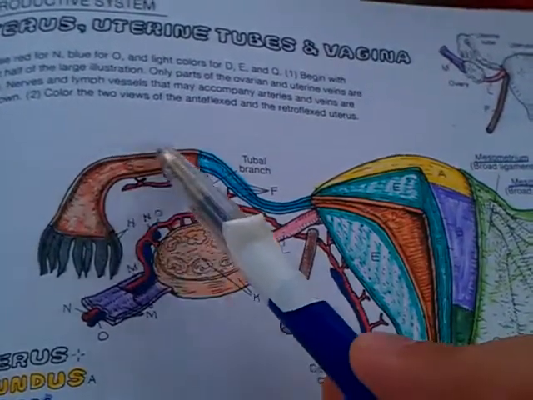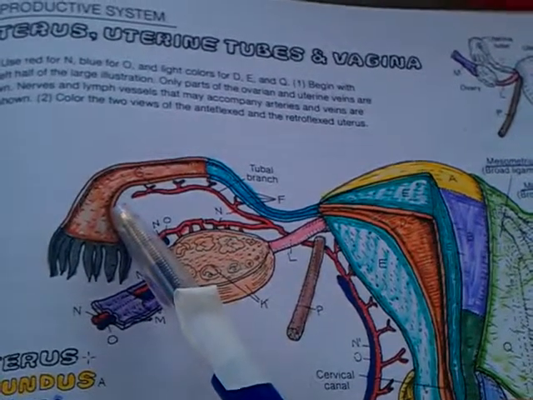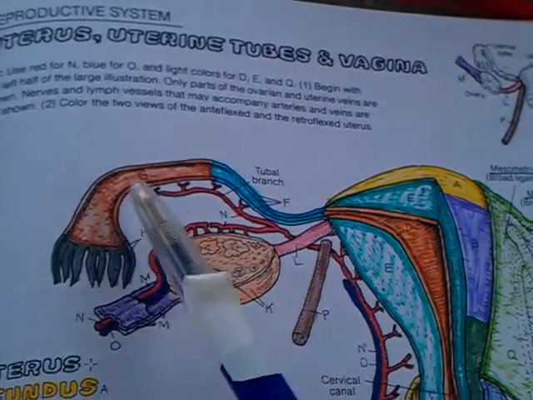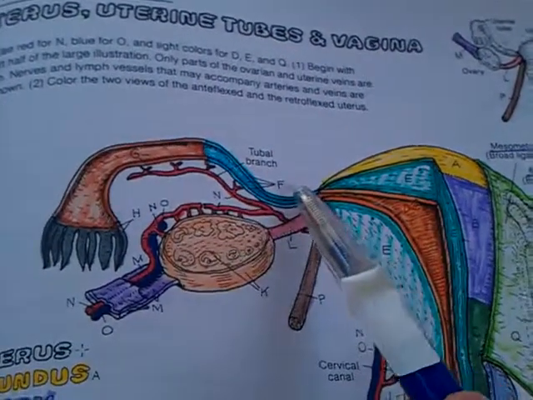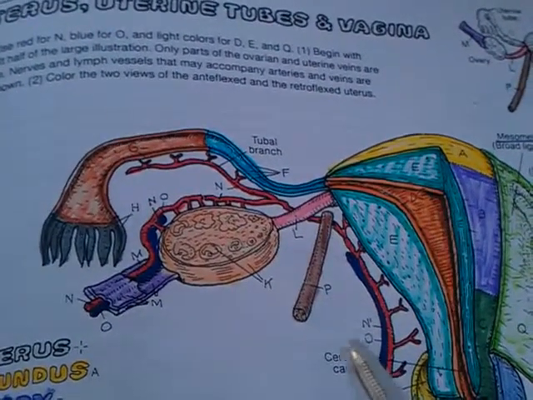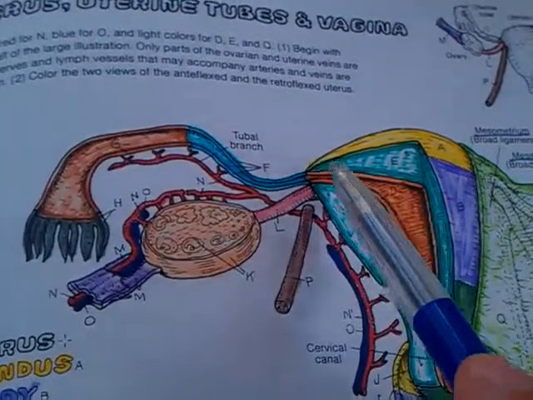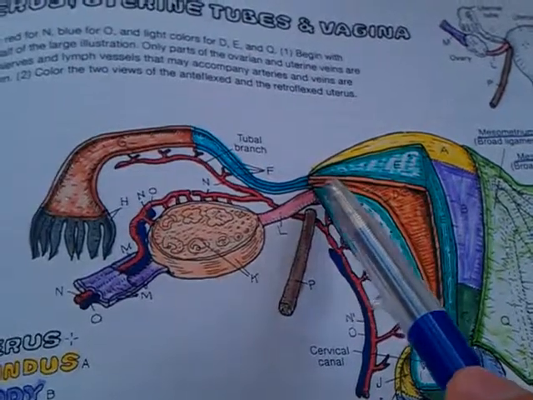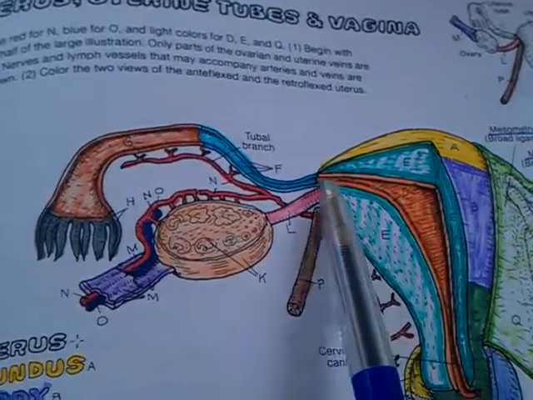Next we have ampulla, which forms more than half of the entire length of tube. Then we have the isthmus, which forms about 1/3 of the tube. And then we have the uterine part, which is the narrowest, and it's the part that traverses the uterine wall.